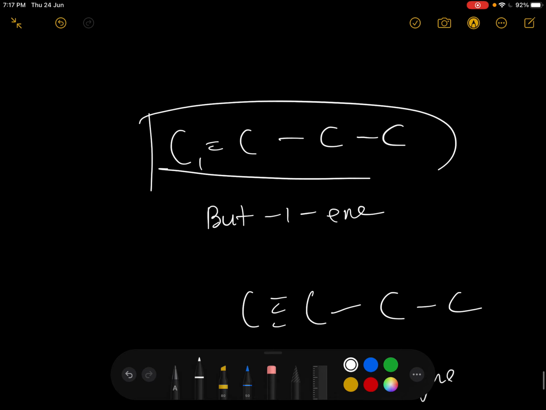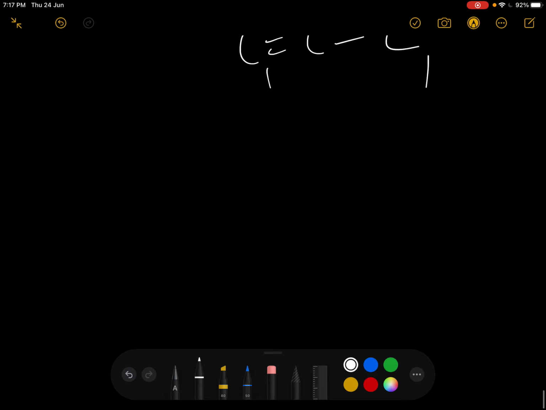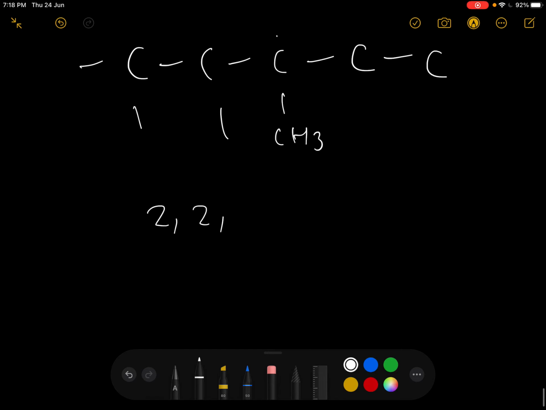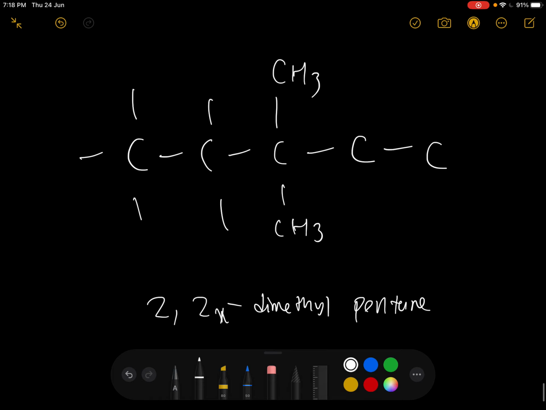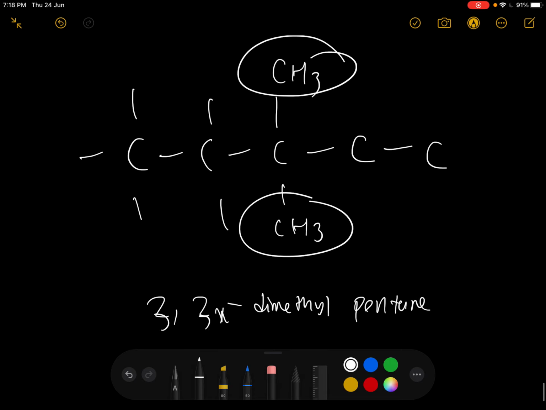Let me see if I mentioned... You also have to mention the number of alkyl groups. For example, if I have an alkane, again, I'm going to use alkane more. And then I have CH3 here and CH3 here. So I call this 2,2-dimethyl pentane because the carbon is located on the second carbon. Except third, no, sorry, my bad. It's 3,3-dimethyl pentane because it's located on the third carbon atom.